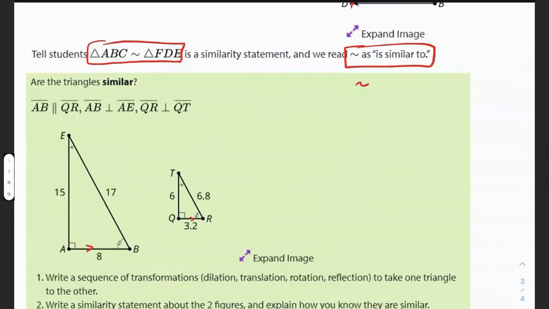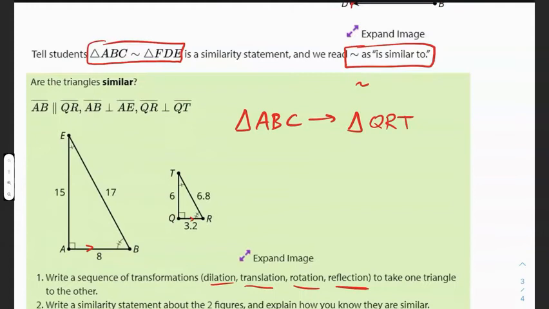Write a sequence of transformations. So we got dilation, translation, rotation, reflection. Okay. Well, we're obviously going to have to use a dilation, right? So who's the figure and who's the image, right? So I'm going to assume that triangle ABC was the original figure, and then we do some kind of translation to get to triangle QRT.